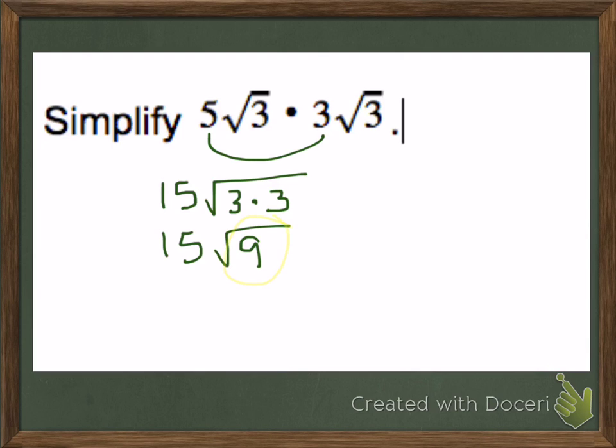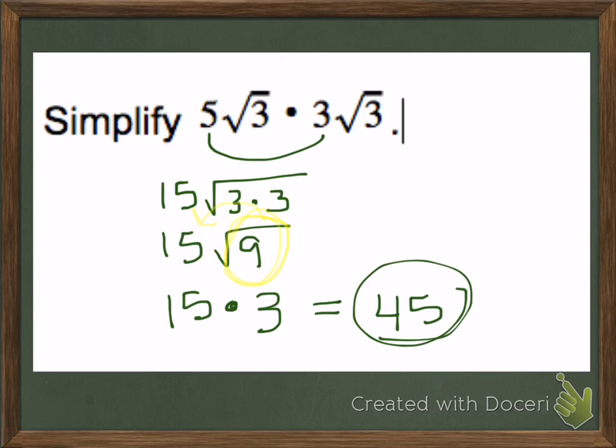9 is a perfect square, so I really want to take the square root of it and take it out of the radical sign. And so that becomes 15 times the square root of 9, which is 3. And 15 times 3 is 45. And that's simplified.